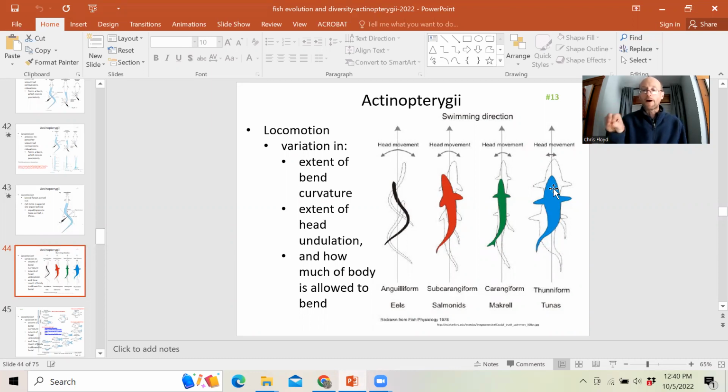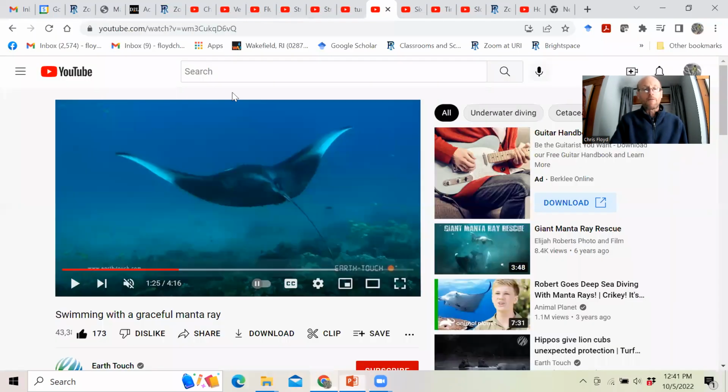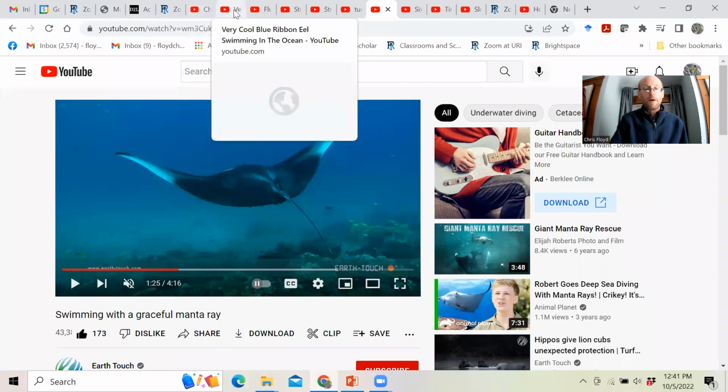Imagine trying to focus on prey or predators when your head's moving side to side. The tuna are even faster than eels, and they don't move their head. So there's a lot of variation in the extent of the bend, the curvature that you actually see, the extent of the head undulation. And think about this, the nature of this and what this means.